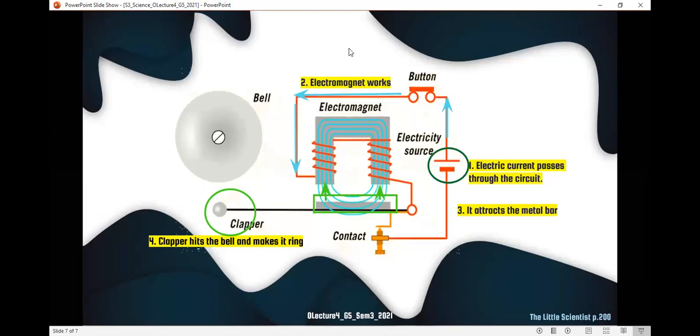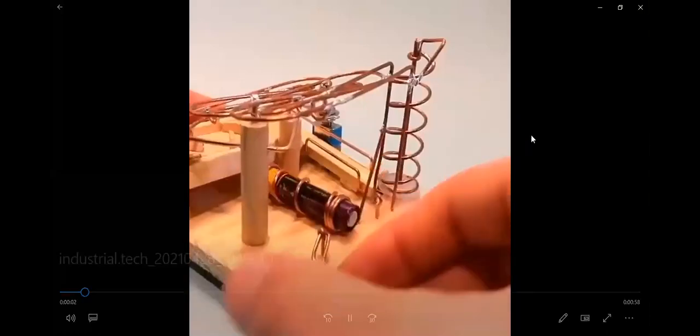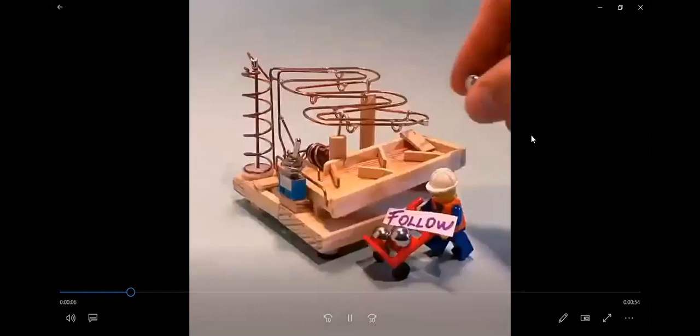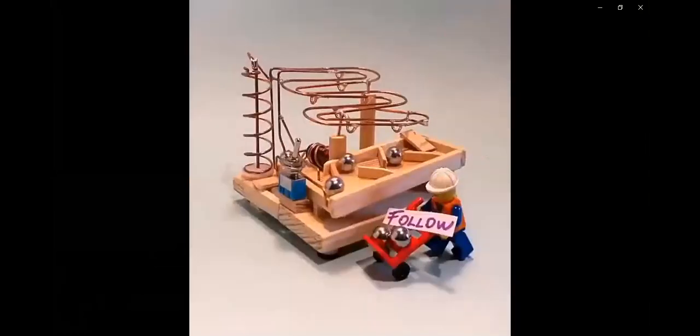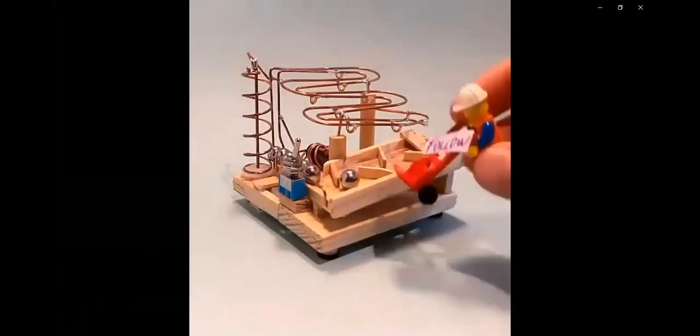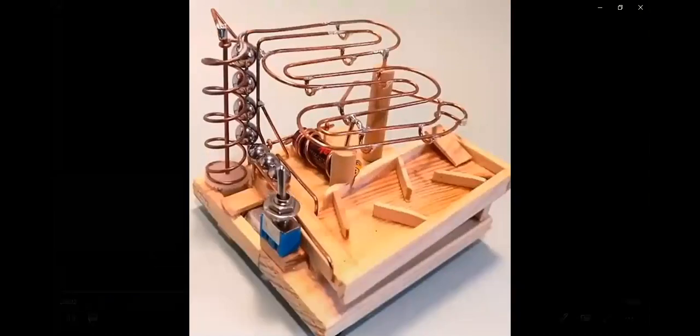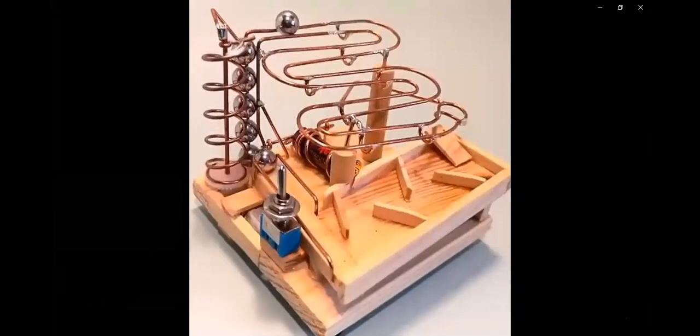Last thing, I just found this a little while ago and I found it exciting. This is an electromagnet. Look how amazing this is. These balls are made out of metal. Okay, the switch is on. The electromagnet attracts the balls and lifts them up.